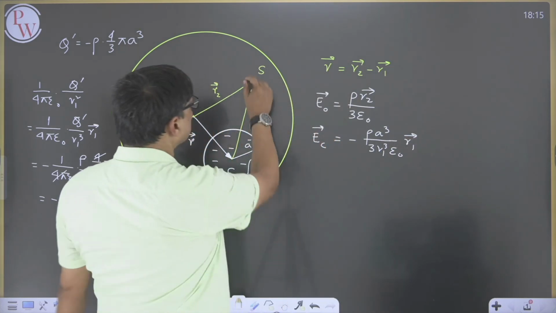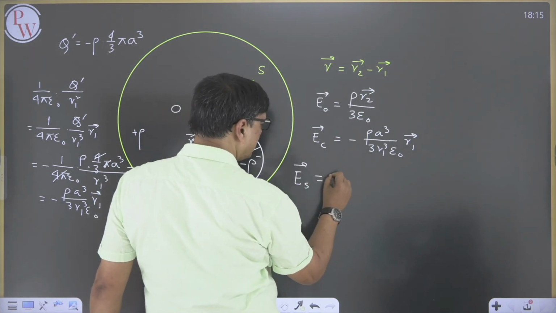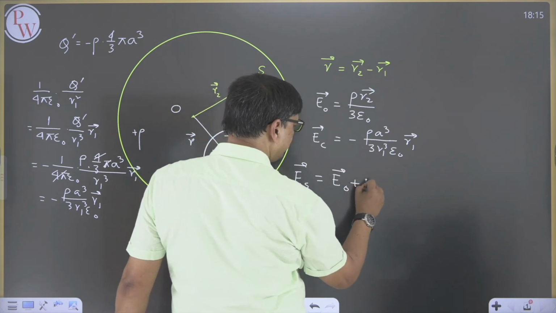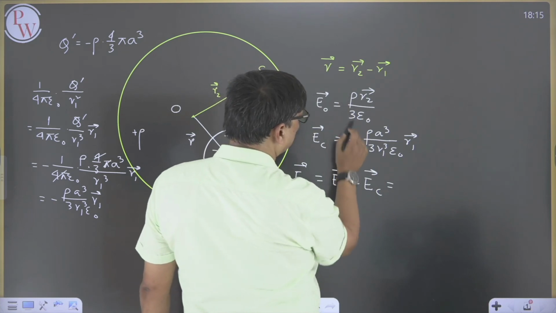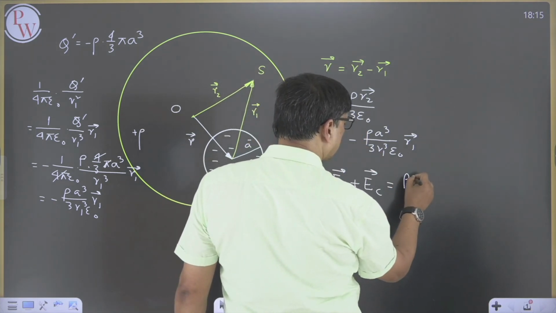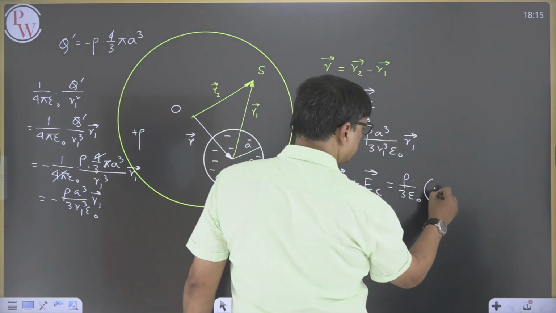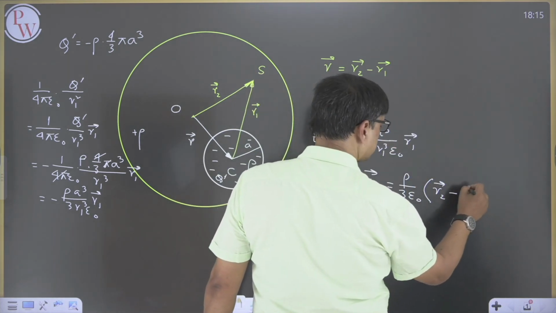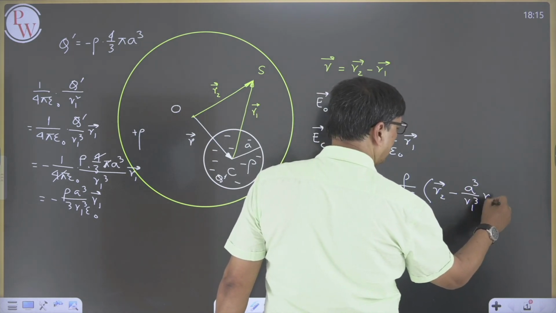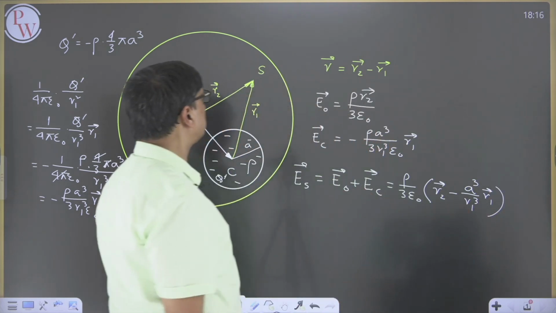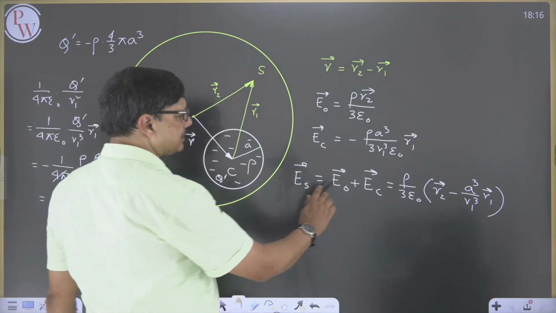So what will be the resultant field at S? So ES is nothing but E0 plus EC. Then if we add these two, then you see that rho by 3 epsilon naught, we can take again common, rho by 3 epsilon naught. Then what remains? Here it is r2 vector minus a cube by r1 cubed into r1 vector. That is the field within the body but outside cavity. That is the field expression.